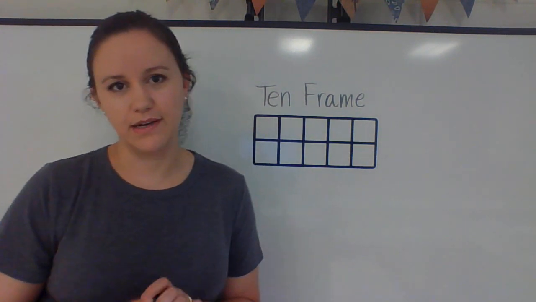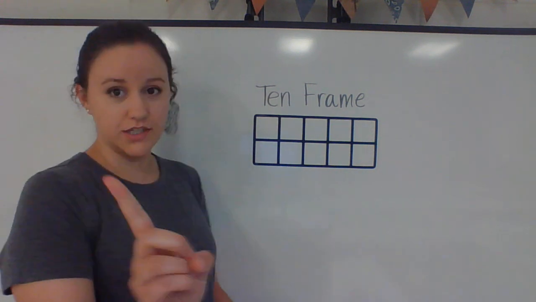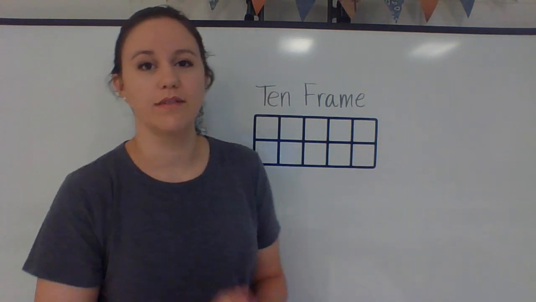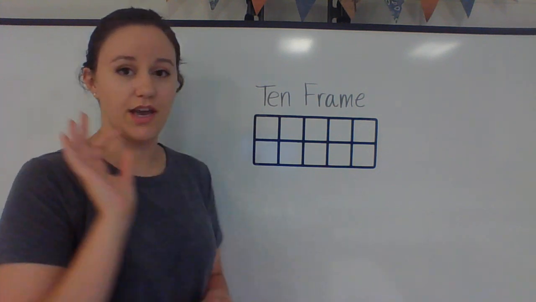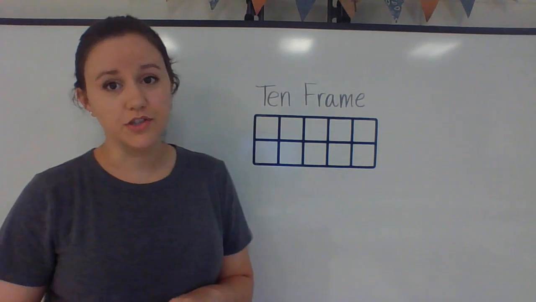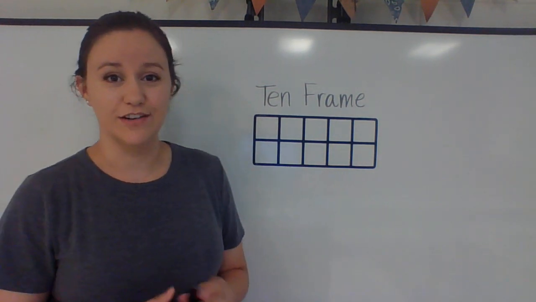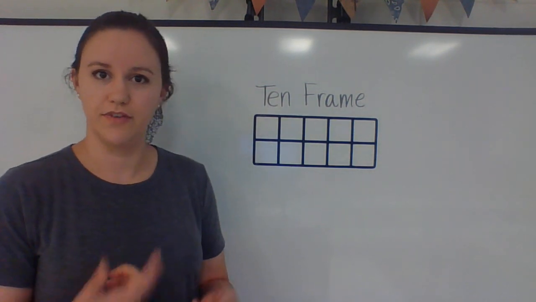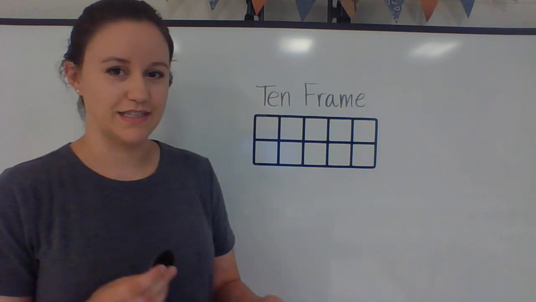So there are a couple of things about a 10 frame that you need to know though. The first thing is that the top row and the bottom row have the same amount of spaces. They each have 5. And we know that 5 and 5 together make 10. There's something else you need to know about a 10 frame, which is that there's a very specific way that you have to fill it in when you're counting. And so I'm going to demonstrate that for you.